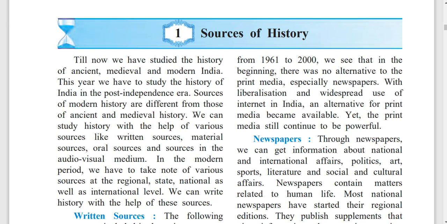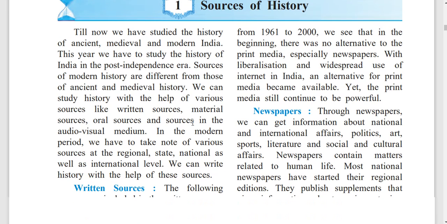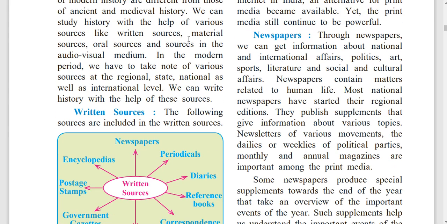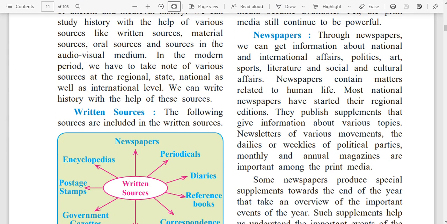Sources of modern history are different from those of ancient and medieval history. We can study history with the help of various sources like written sources, material sources, oral sources, and sources in the audiovisual medium. In the modern period, we have to take note of various sources at the regional, state, national, as well as international level.